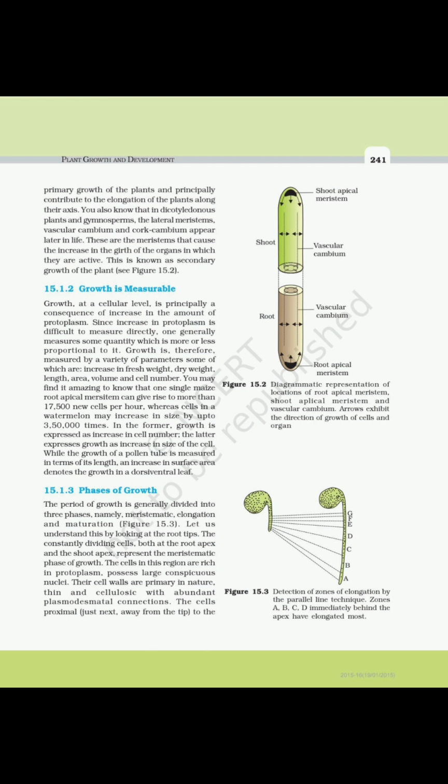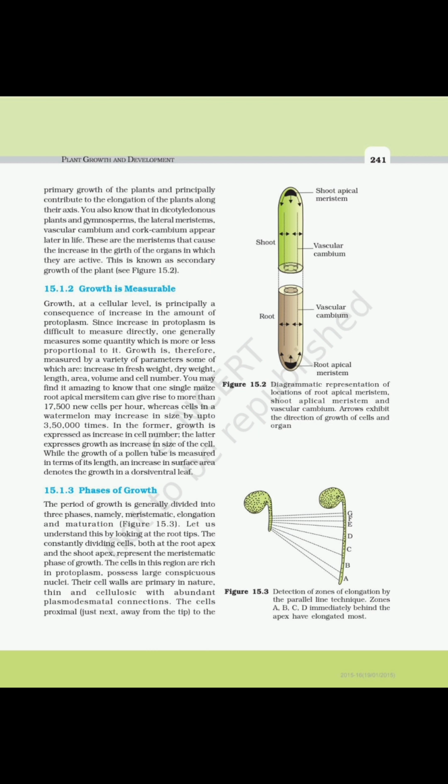The constantly dividing cells, both at the root apex and the shoot apex, represent the meristematic phase of growth. The cells in this region are rich in protoplasm and possess large conspicuous nuclei. Their cell walls are primary in nature, thin and cellulosic, with abundant plasmodesmatal connections.